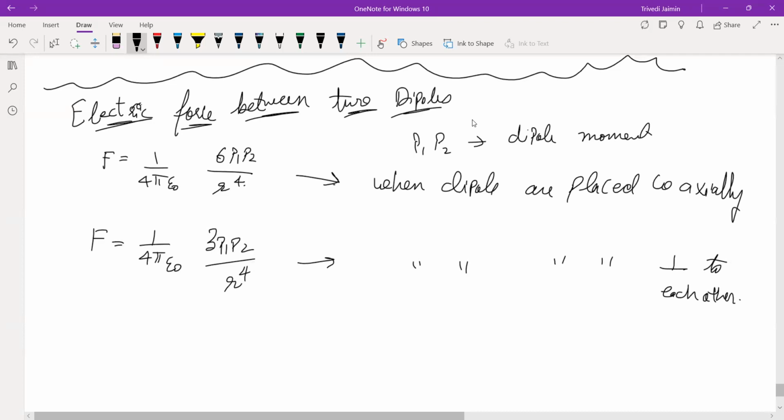Now, can someone tell me what you mean by coaxially? On the same axis, I guess. Yes, they share a common axis.